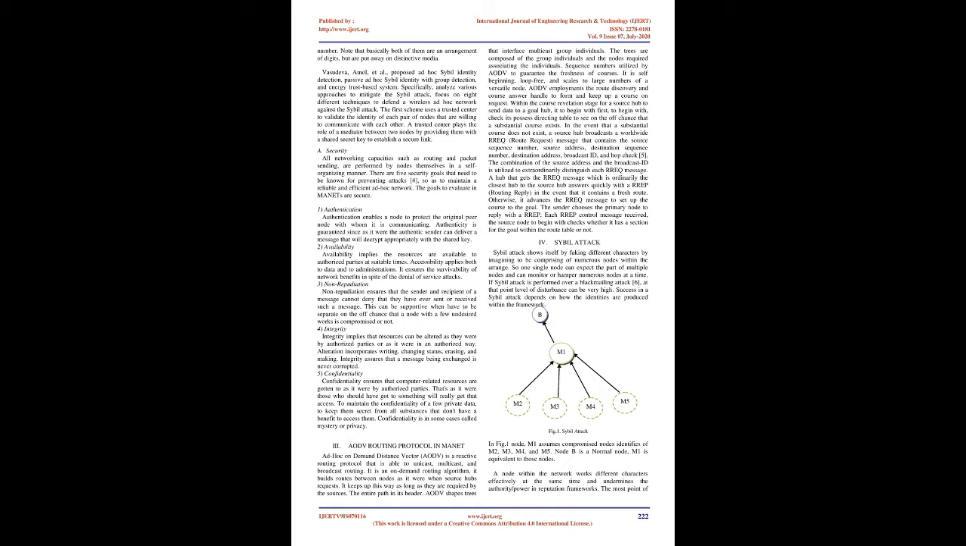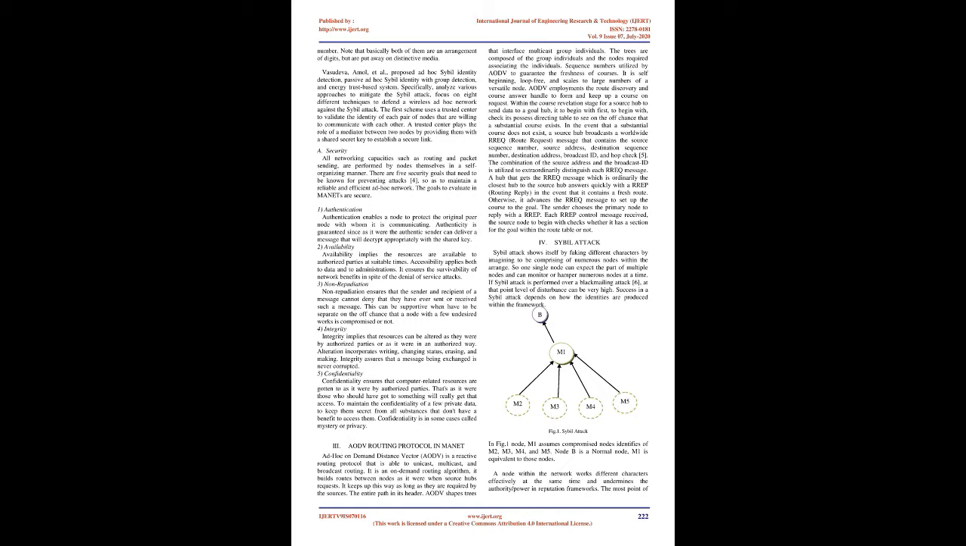1. Authentication. Authentication enables a node to protect the original peer node with whom it is communicating. Authenticity is guaranteed since only the authentic sender can deliver a message that will decrypt appropriately with the shared key. 2. Availability. Availability implies the resources are available to authorized parties at suitable times. Accessibility applies both to data and to administrations. It ensures the survivability of network benefits in spite of denial of service attacks.